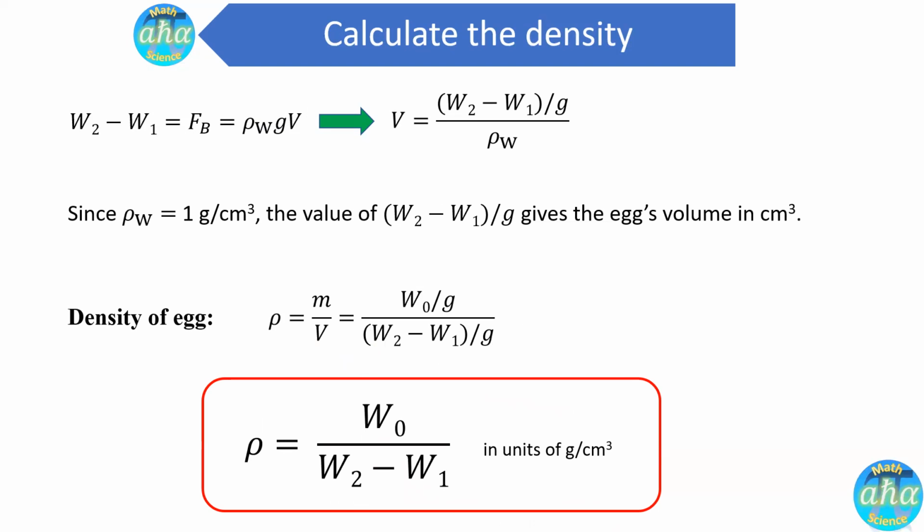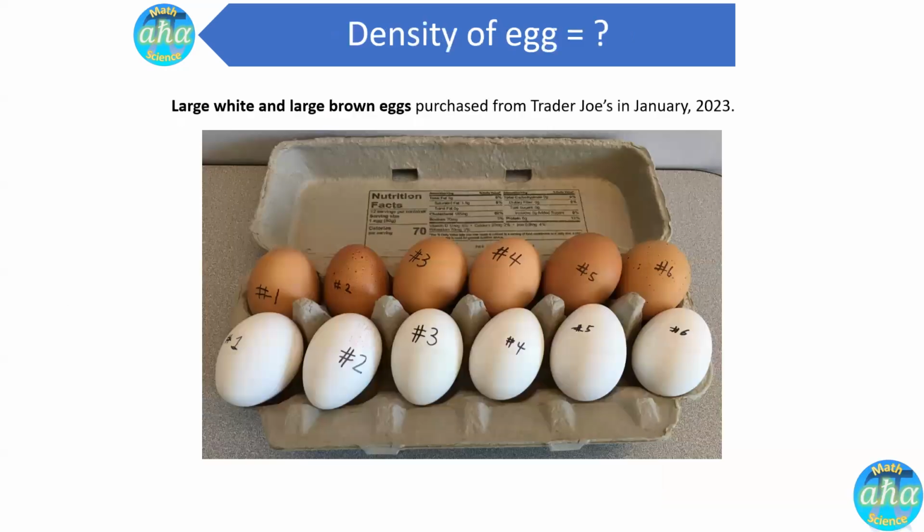So this is a really elegant method. We just need to weigh three things, get the three weights, and then we can compute the density of this egg or any other object using this method.